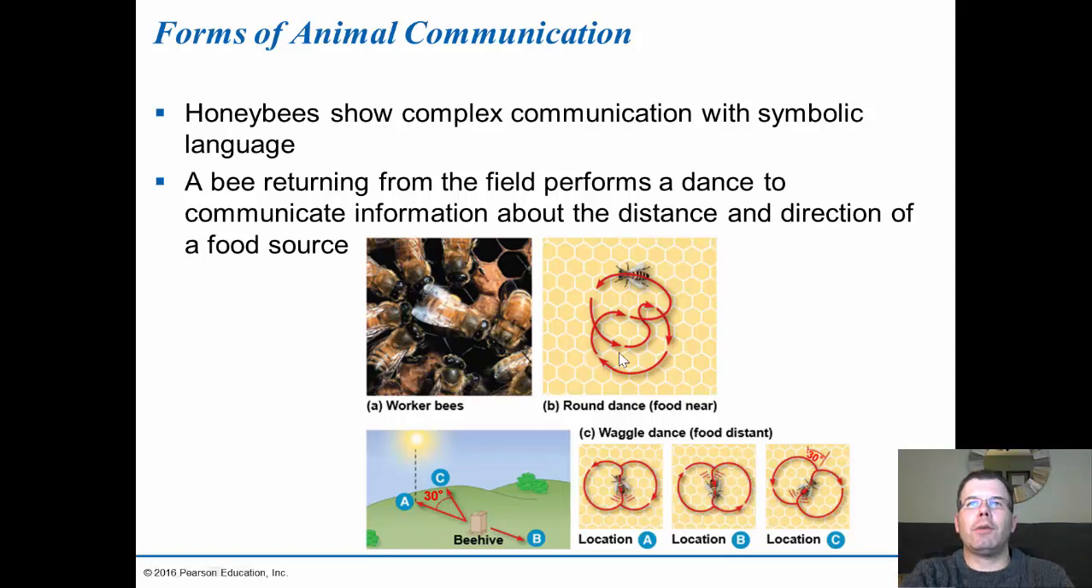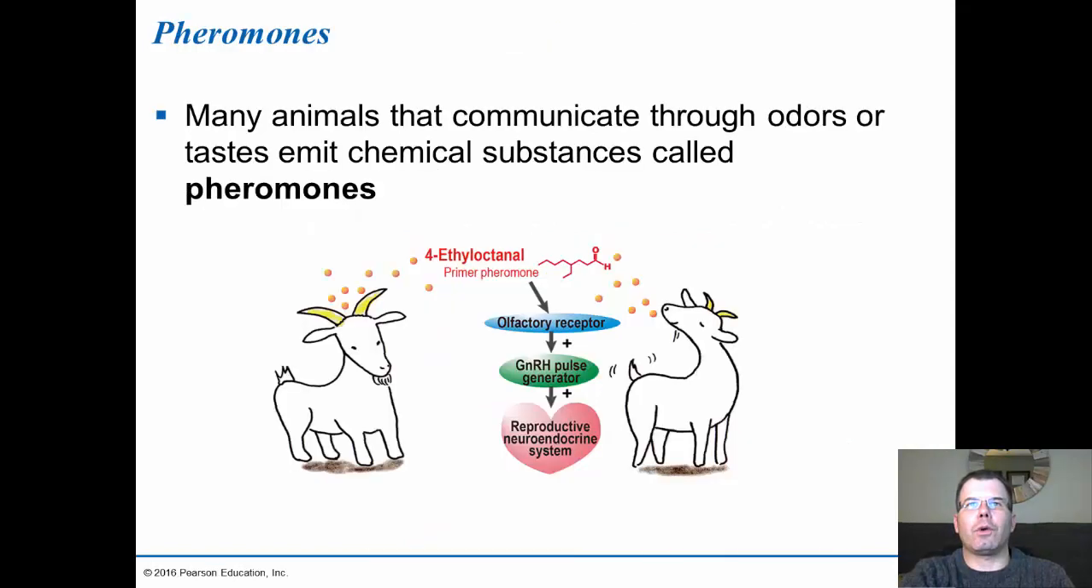And so looking at the different distances of food, they have different types of dances depending on how far. So if food is near, they'll do a circle or round dance. In this location, they do the wiggle or waggle dance, depending on where this food is. And so again, different dances for different communication.